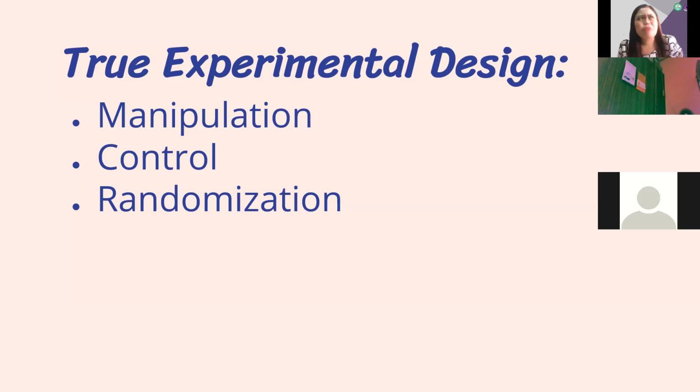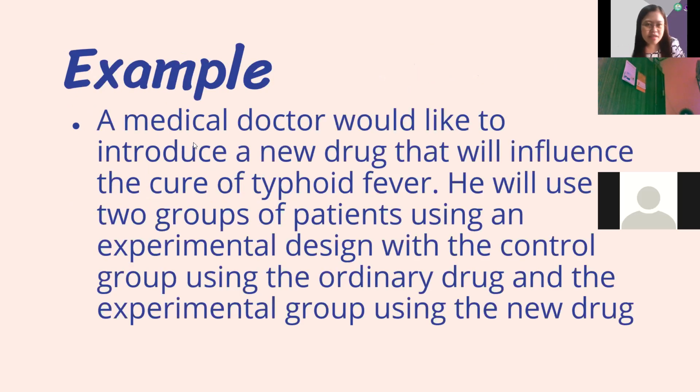So how do we do that? It's either we use the fishbowl method, wherein you have your coding for the animals, and then ilagay mo siya sa fishbowl and bunot-bunot. So that's the time na randomly selected na sila kasi they have equal chance na ma-select and ma-assign sa mga grupo na yon. So this one is just an example of an experimental research design. You have here a medical doctor who has a new drug for the cure of typhoid fever. Now he will have two groups of patients.